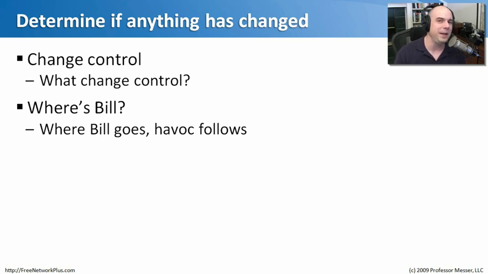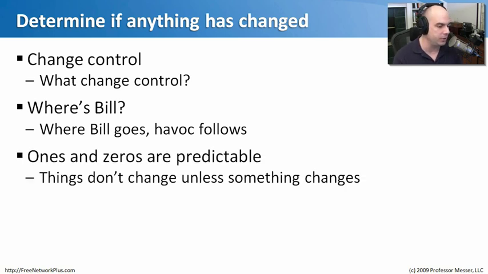Let's ask Bill, did you make a change to that router? Was anything changed with that switch? And if you don't have a formalized change control process, you can see this can become very chaotic because you're never quite sure when somebody's going to make a change to a very important infrastructure device.